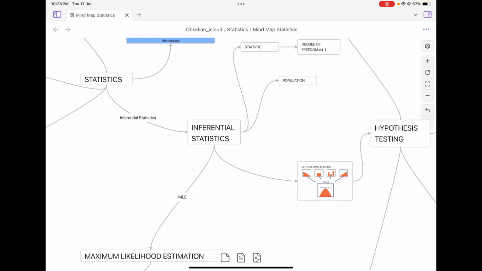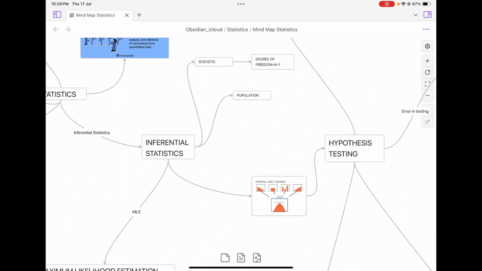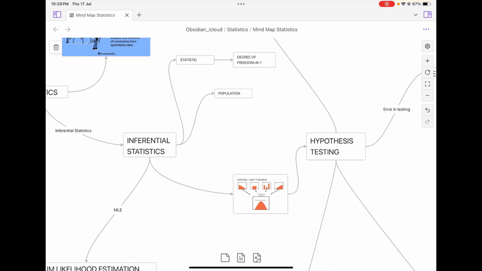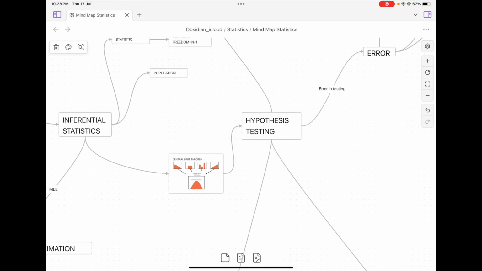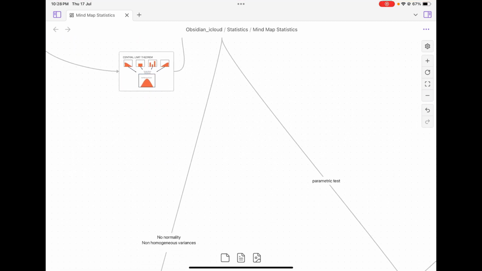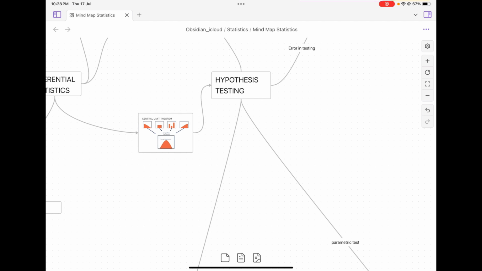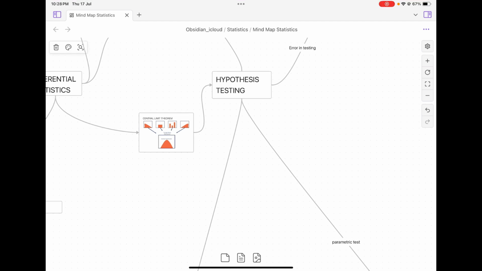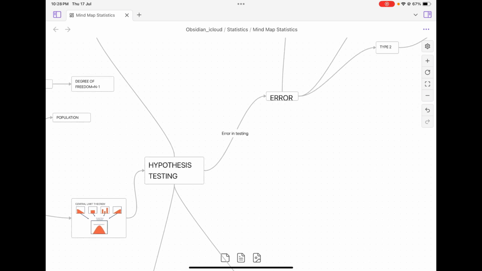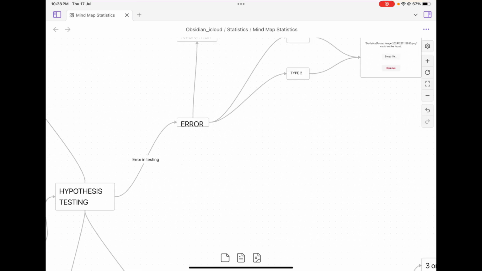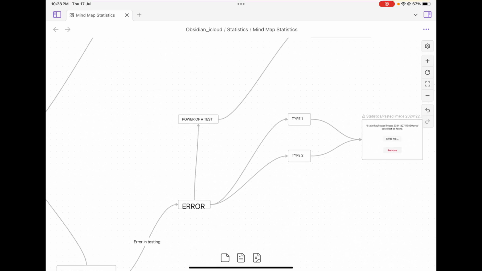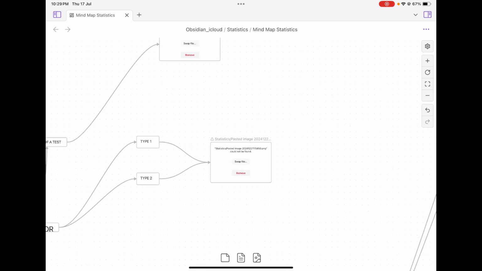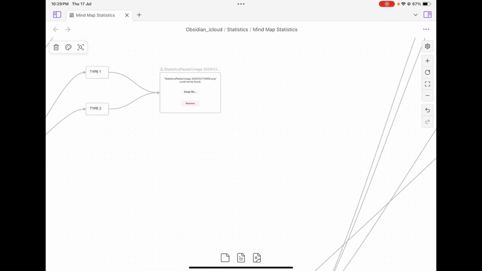In inferential statistics, we will learn about various types of hypothesis testing. There are several types of hypothesis testing like parametric and non-parametric. That depends upon the type of data, right? And in hypothesis testing, we will learn about the different types of tests.